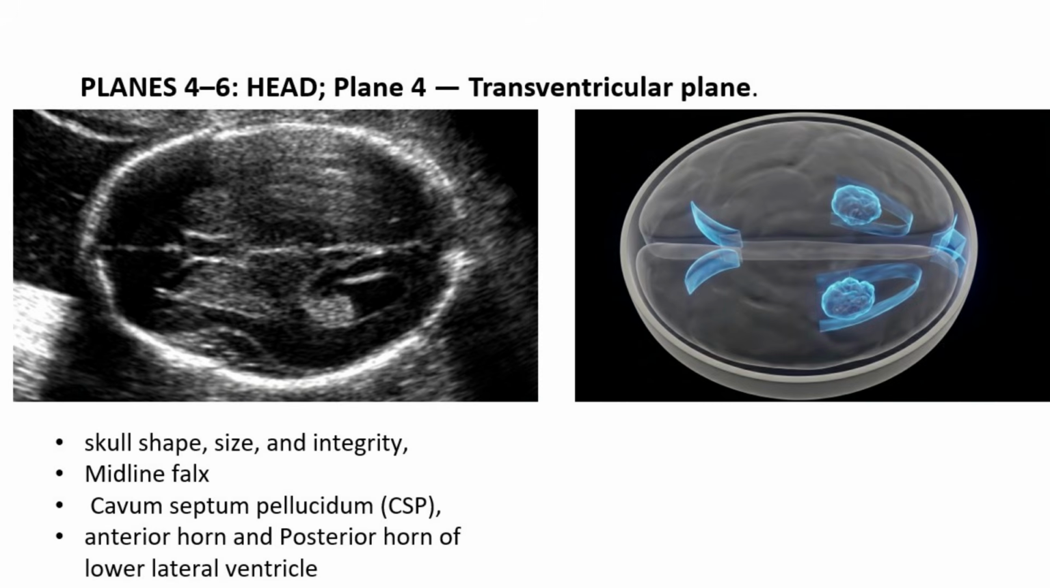Planes 4 to 6, head. From the spine, rotate 90 degrees and move up to the head. Plane 4, transventricular plane. This is your lateral ventricle plane. Assess the skull shape, size, and integrity. The midline falx. Is it present and continuous? The cavum septum pellucidum, present between the anterior horns? Both anterior horns and posterior horn of the lower lateral ventricle. Measure this. Referral criterion: posterior horn greater than 10 millimeters indicates ventriculomegaly.